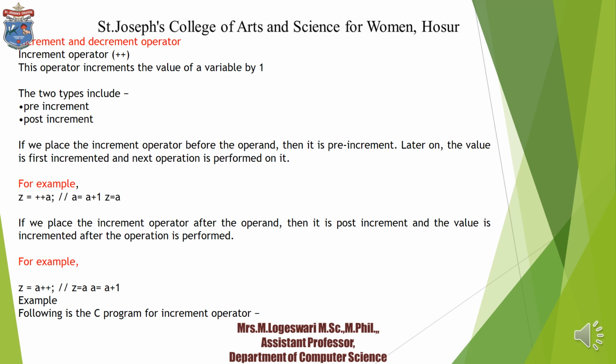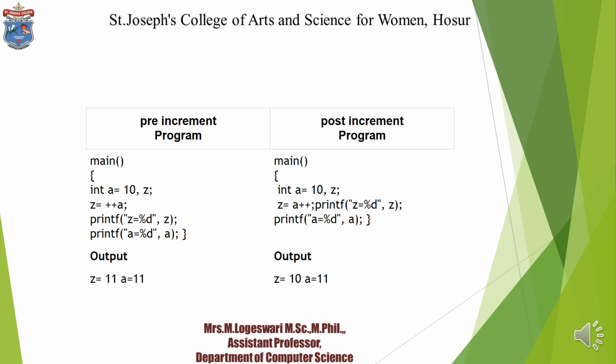I am showing the programs for the increment operator. Two programs, a pre-increment program and a post-increment program. First we are going to see the pre-increment program. Every program has the main function, and the pre-increment program also has the main function. Two variables are declared, a equal to 10 and z. a equal to 10 means the value 10 is assigned to a.